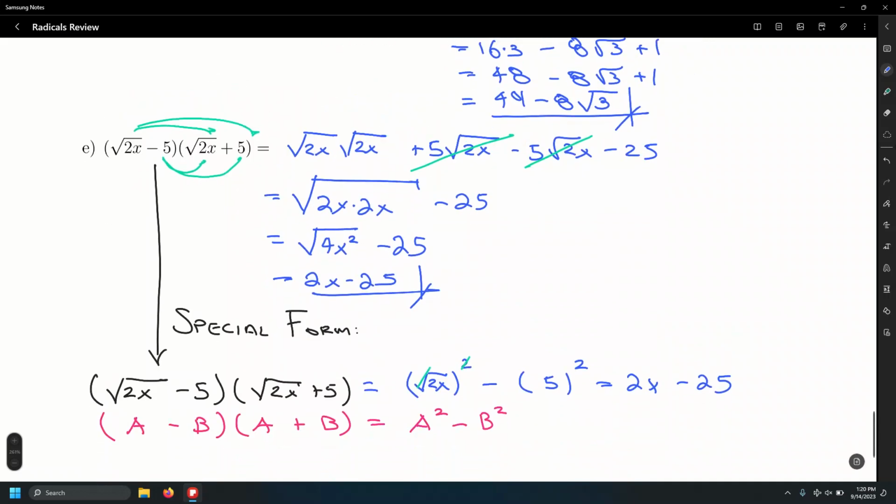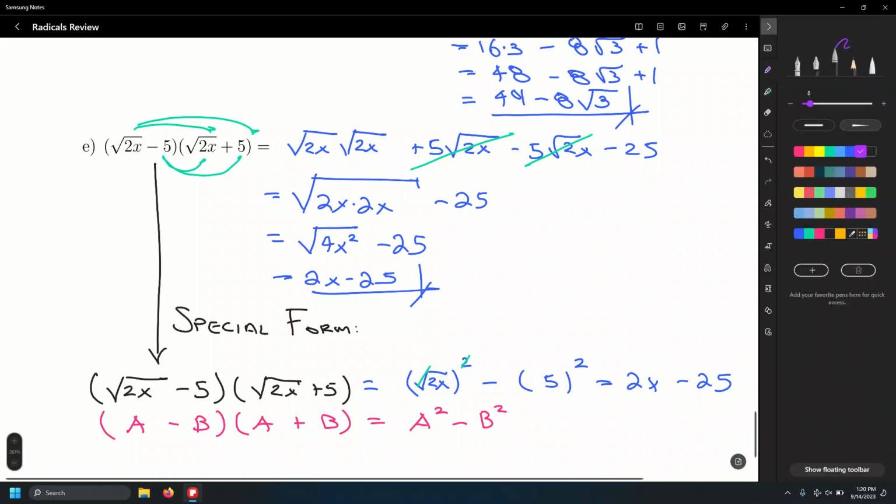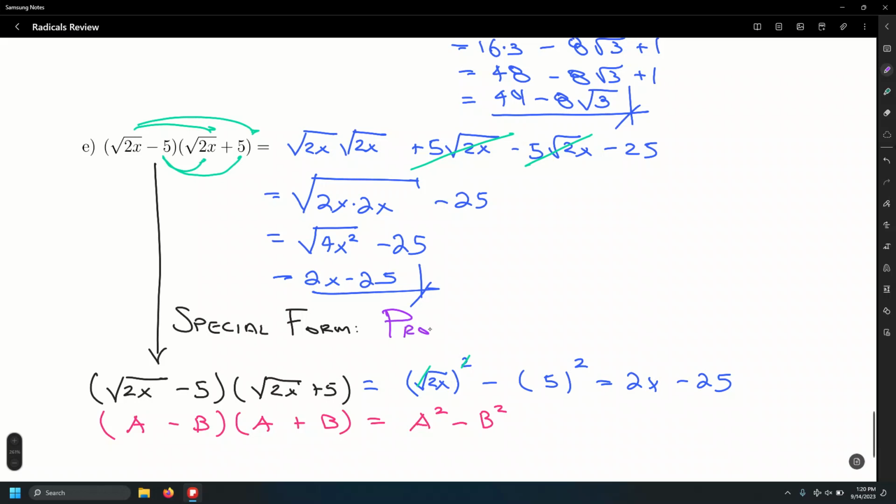What do we mean by conjugate binomials? These two are binomials because there are two terms. The fact that they are conjugate binomials means they have the same a terms and the same b terms. The difference is one is minus, one is positive. Special form, let's put a name to it: product of conjugate binomials. If you have them in that form, you can go ahead and do that.